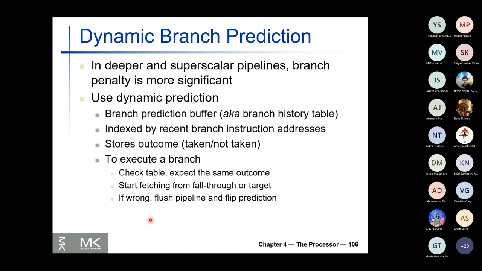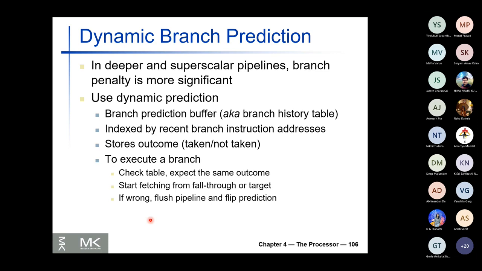Now, it has been observed that when the pipeline becomes long, or in a superscalar pipeline. Superscalar means that multiple instructions can be executed in parallel. You have additional hardware resources so that multiple instructions which are not data dependent can be executed in parallel. So in those high performance machines, branch penalty becomes more significant. And therefore they wanted to make the branch prediction as accurate as possible. And typically this dynamic prediction technique, which we discussed just now, depending on the runtime behavior, is adopted.